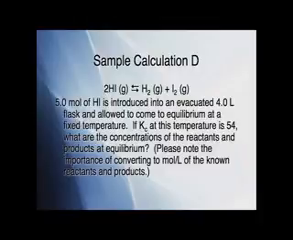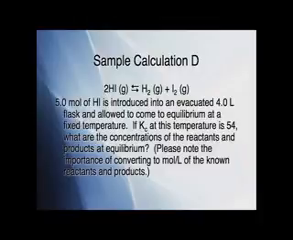So our sample calculation D begins with the reaction of 2 hydrogen iodide gas yields hydrogen gas and iodine gas. And so the problem: 5 moles of HI is introduced into an evacuated 4-liter flask. Again, the word evacuated means that there is no other gas present, no other substance present. It's a vacuum until the hydrogen iodide is introduced. This is allowed to come to equilibrium at a fixed temperature. If K sub C at this temperature is 54, what are the concentrations of the reactants and products at equilibrium?